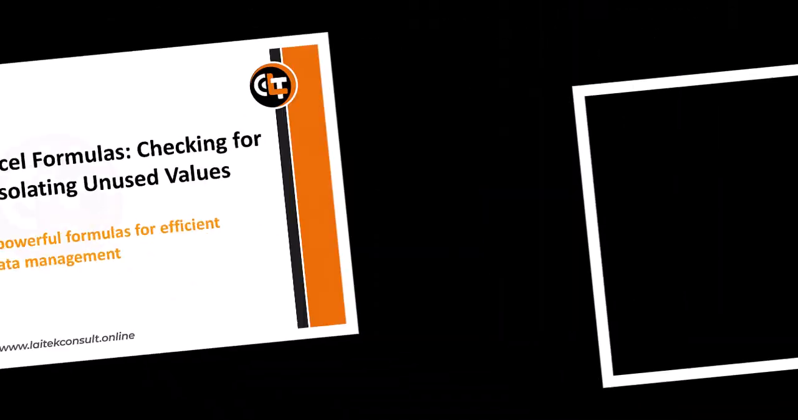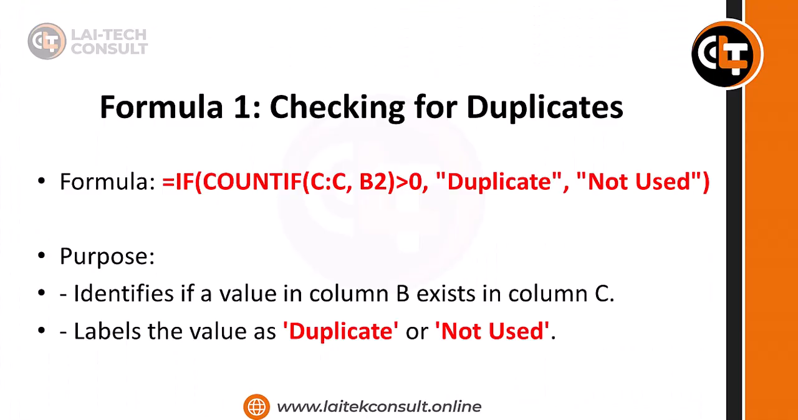The purpose of this formula is to identify if a value in column B exists in column C, and secondly, to label the value as duplicate or not used, so either yes or no. Now let's look at the breakdown of the formula.